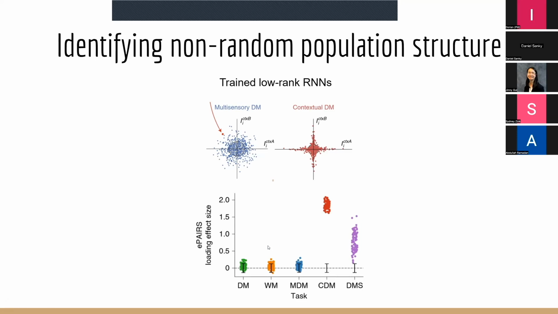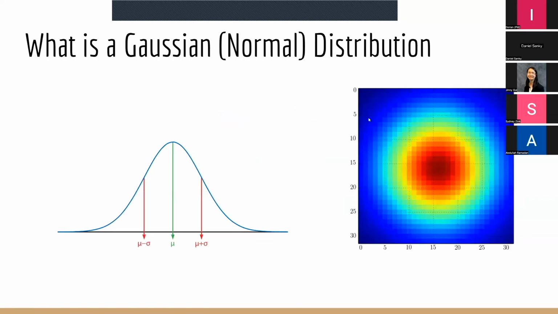We can perform this E-pairs test, which tells us how random that random distribution is. And we see for the MDM task, it's pretty random, close to 0. And for the CDM task, it's a lot less random. So that brings us to what exactly we mean by random distribution. In reality, we're saying that this fits a Gaussian distribution. Some of you may have seen this before. This is the normal distribution.